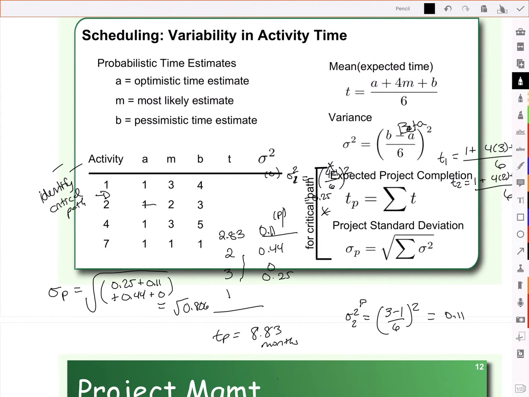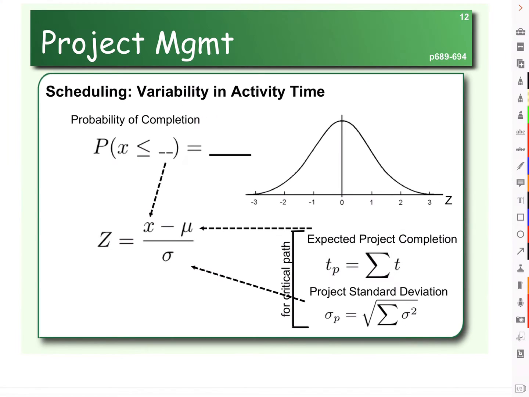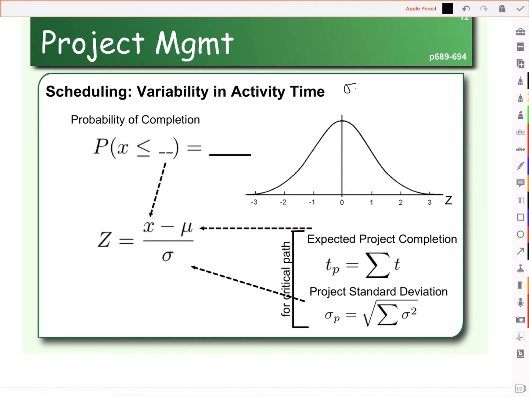And we take the square root of that. So we find sigma p, which was the square root of our 0.806. It comes to 0.898. And we found that the expected project completion time was about 8.83 months.